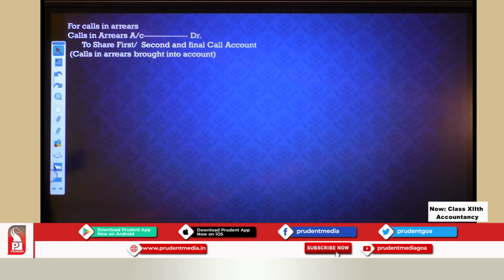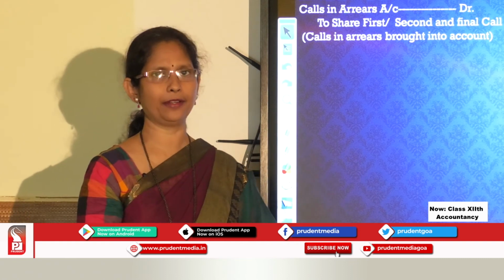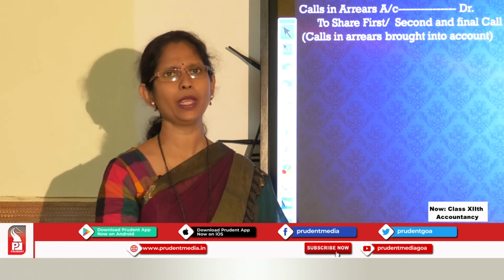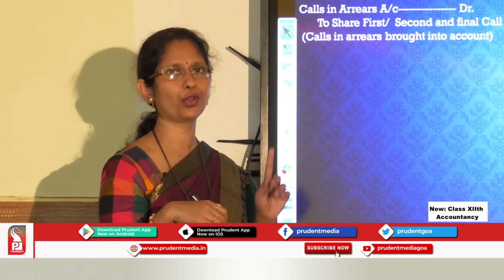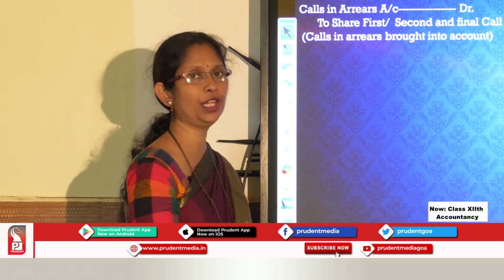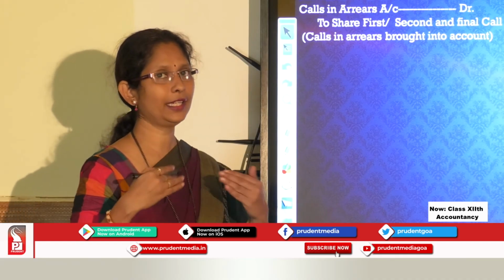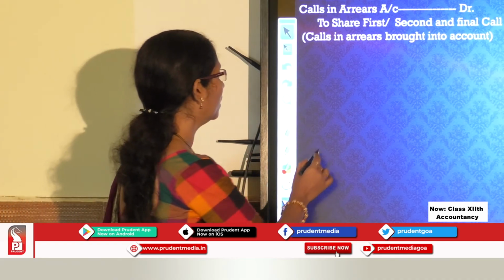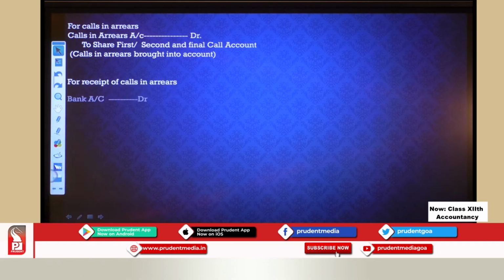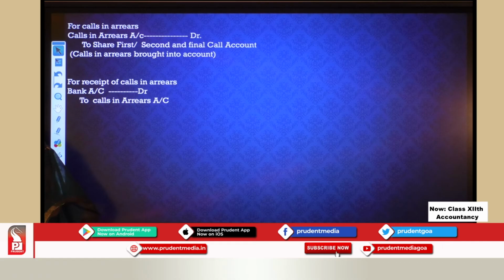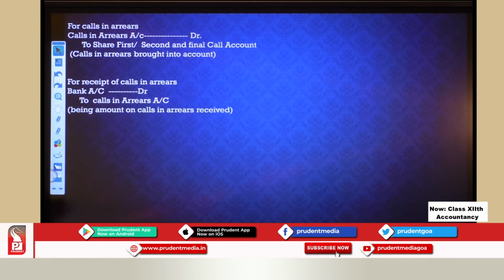Okay. Now, supposing the shareholder decides to pay later, the due date was over, but the shareholder wants to pay. So, when we collect the amount on calls in arrears, what will be the entry? We are collecting the amount. Collecting means bank account is the receiver. So, bank account debit, because bank is the receiver, bank account debit to calls in arrears account, because now we are closing the calls in arrears account. Okay. Write the narration now. Being amount on calls in arrears received.